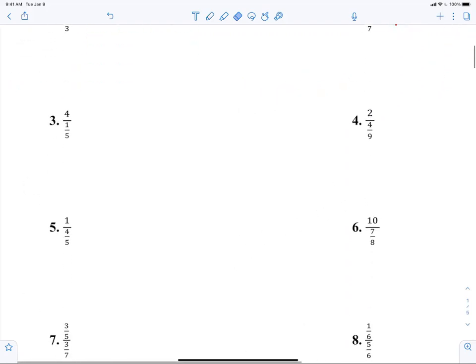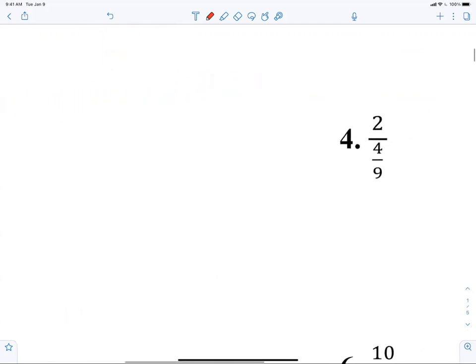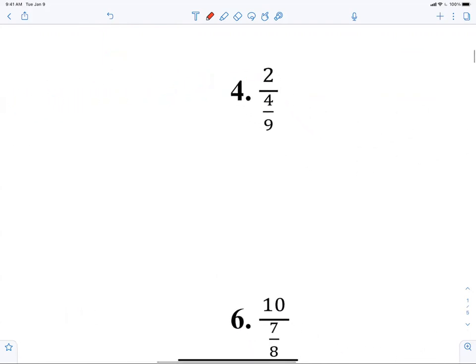So Wilson, you're on number 3. What does that say? I know. What does it say? 4 times 5. Yes, there you go. 4 times 5. Come on, Wilson, follow directions. All right. All right, next.